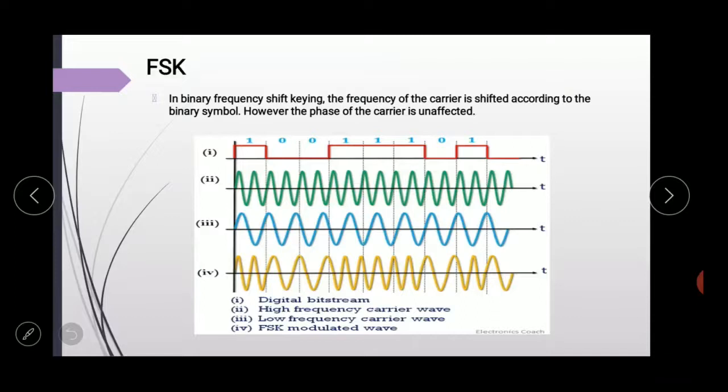So, in frequency shift keying, at the input we use a modulating signal and two carrier signals. When 1 is given at the input, at the output we get the high frequency carrier signal, and when 0 is given at the input, at the output we get the low frequency carrier signal.